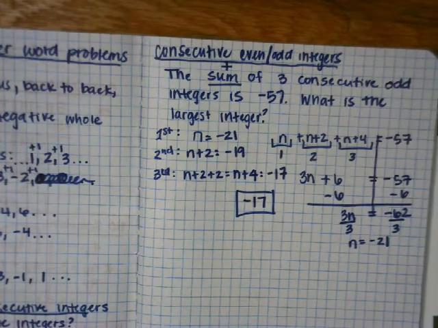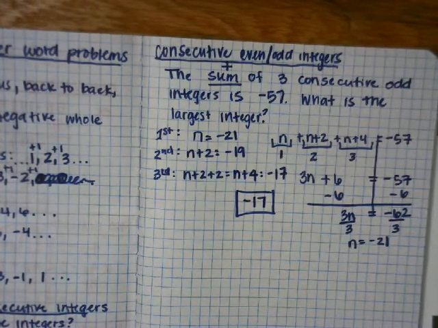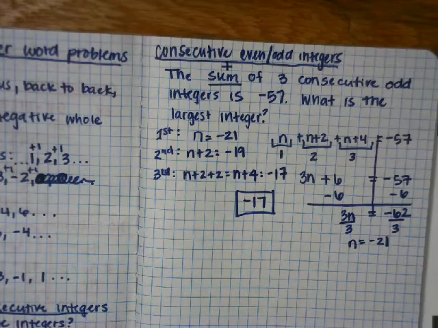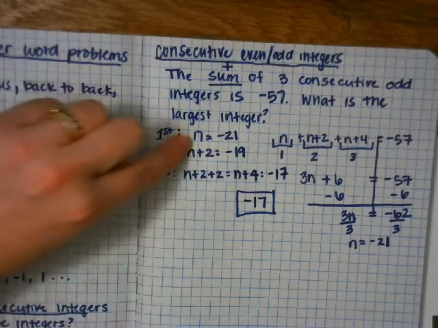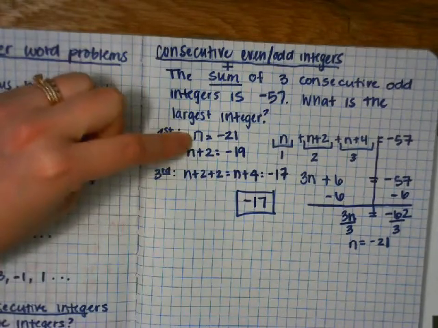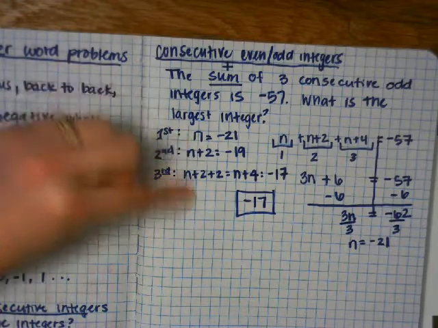Yep, so that's the trick with the negatives. It's really easy for us to say -21 is the largest. But you can also just remember that when you're doing these problems, n is always going to be the smallest, and then the other ones are going to be bigger.